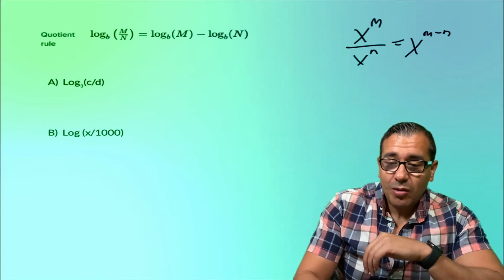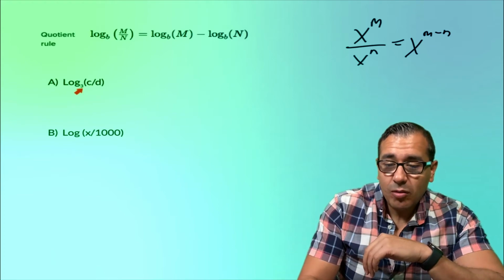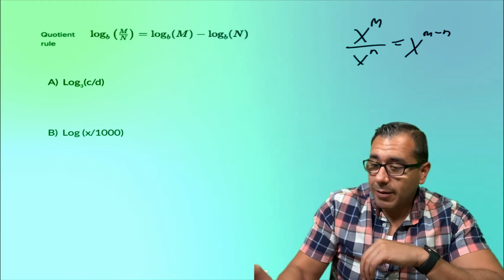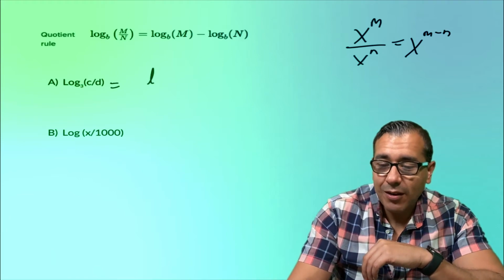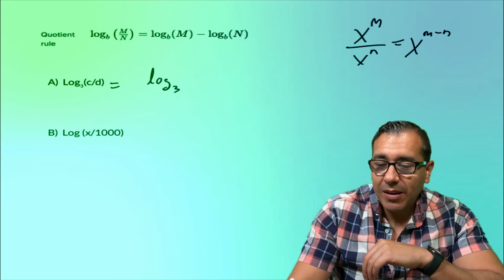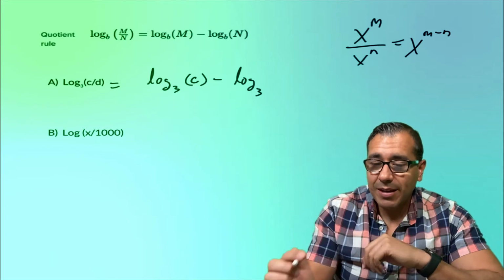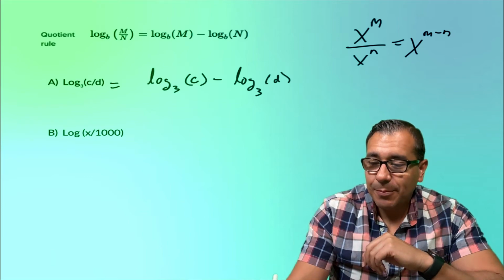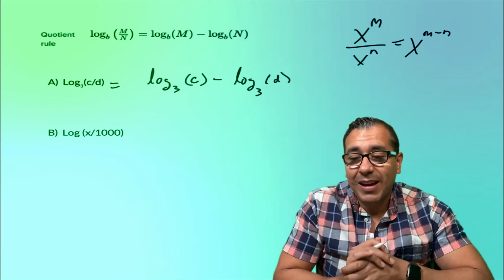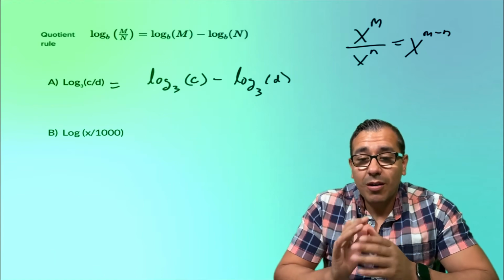All right, so according to this, I have a log base 3, and I have a quotient here. So what this is going to say is I'm going to have log base 3 of my numerator, which is c, minus log, don't forget the base 3, right? You've got to carry that base, of d. All right, and in this case, I can't simplify any of those, so that's as far as that would go.